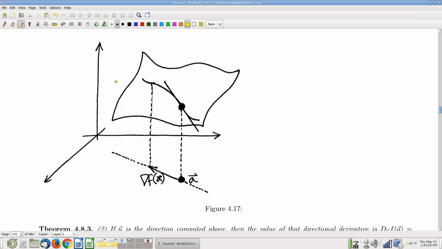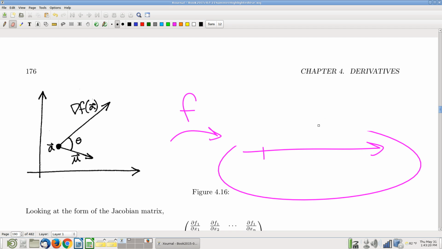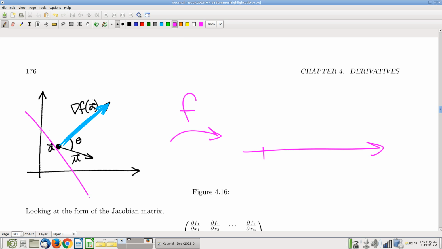So let me come back up to this picture here. We've got this multivariable function f, real valued. For this real valued function, we could talk about the level sets. Well, knowing that the gradient vector points that way, the level set has to be perpendicular to that.